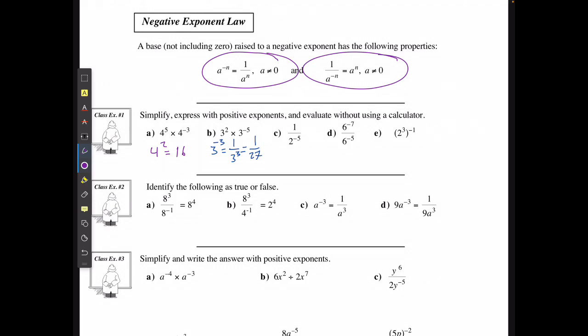For example C, to make this negative exponent positive, I'm going to move it into the numerator. And I'm going to have 2 to the power of 5 over 1, which is just 2 to the power of 5. And then 2 to the power of 5 is 32.